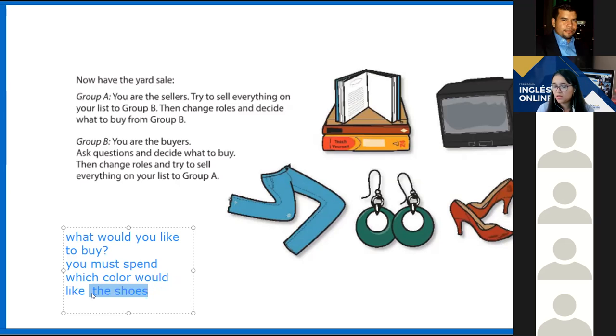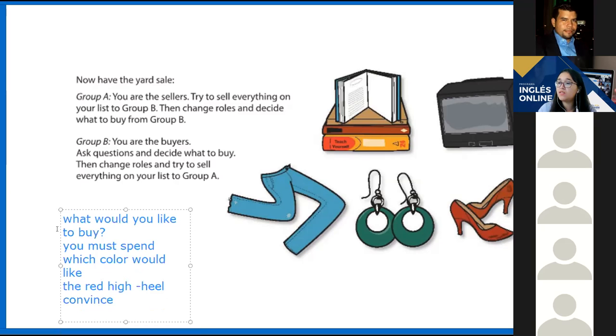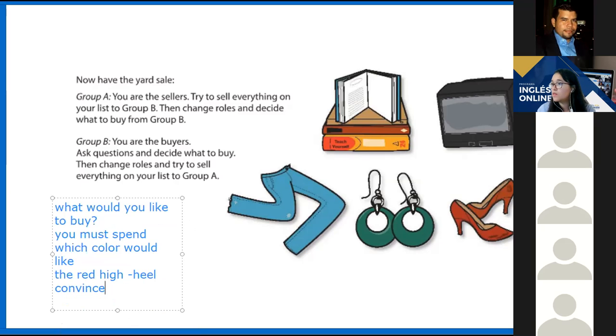I listened that somebody said the high heels, right? When we are talking about colors, remember the colors go before the noun. The red high heels. In Spanish, we say the opposite, but in English, the color goes before. And then we have the word, we don't say combines, no, we say convince, right? I need you to convince the person.